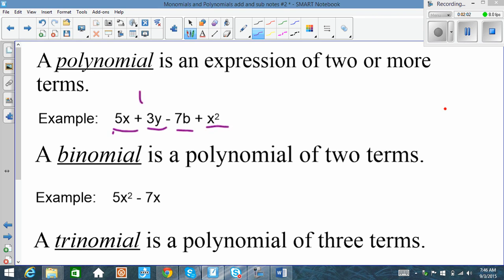Because there's some pluses and minuses here, that separates the terms. It is a 4 term. So it's 2 or more terms. This one has 4, so it would be considered a polynomial.